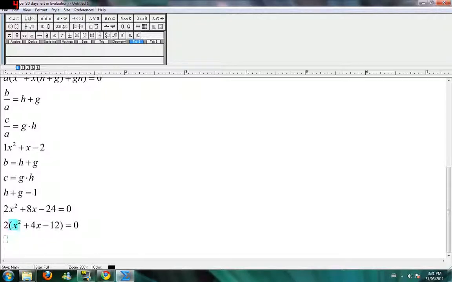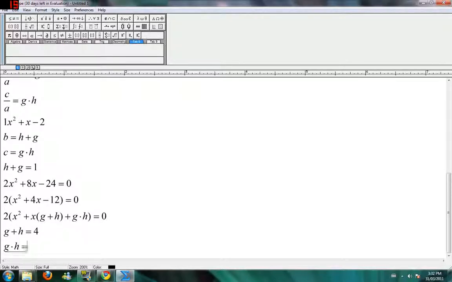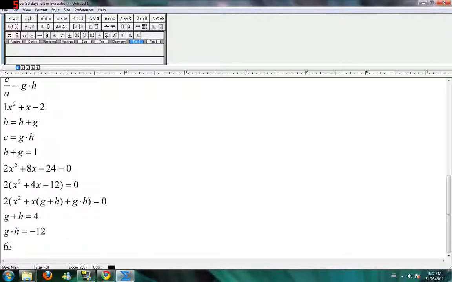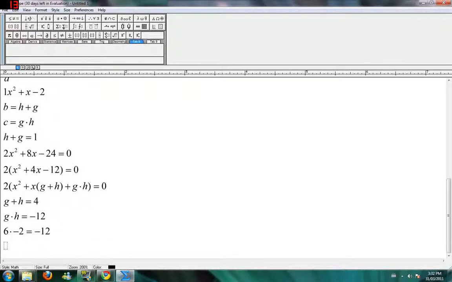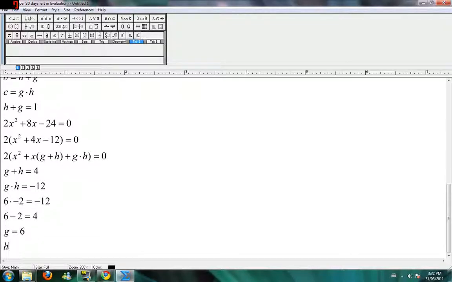From here, we can find that 2 times x squared plus x times (g plus h) plus g times h is equal to 0. And again, we have g plus h is equal to 4, and g times h is equal to negative 12. So we have to find two numbers which add up to 4, and those same two numbers have to multiply to negative 12. I can say that 6 times negative 2 is equal to negative 12, and I can say that 6 minus 2 is equal to 4. So our g is equal to 6, and our h is equal to negative 2.